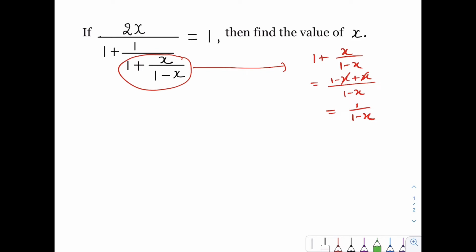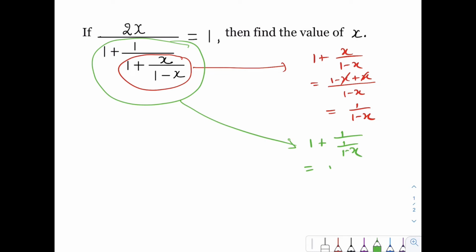Now second case, now we take this one. So for this one, 1 plus the term in red circle, we have 1 upon 1 minus x. So this is equal to 1 plus 1 minus x. And this is equal to 2 minus x. Now we have in the denominator 2 minus x.